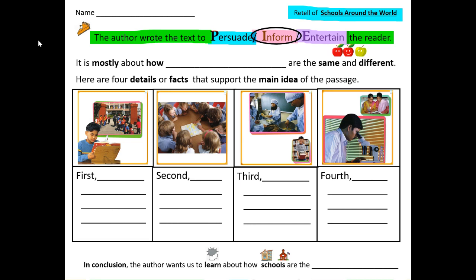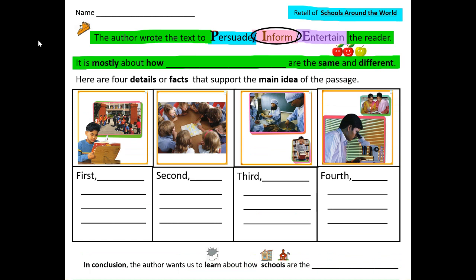And that information is mostly about how schools are the same and different. So say that out loud. This text is mostly about how schools are the same and different. Here are 4 details or facts that support the main idea of the passage, how schools are the same and different. So what did we learn first?